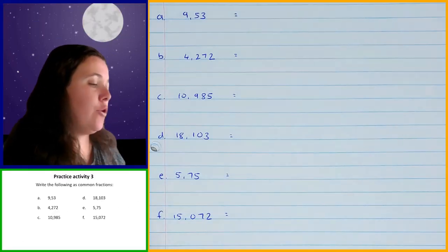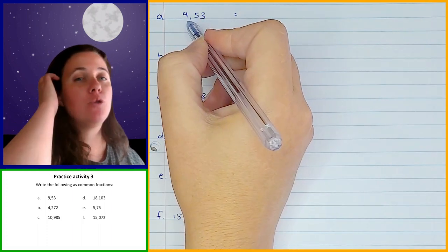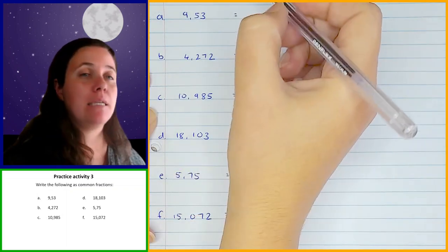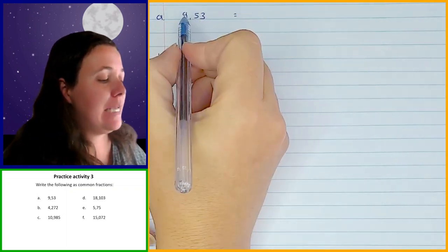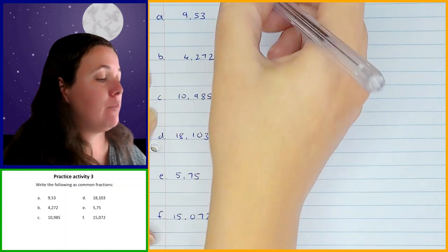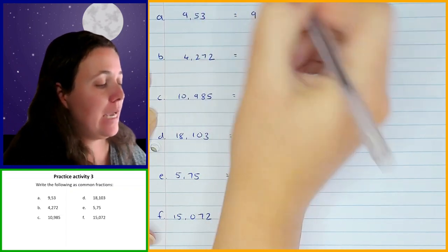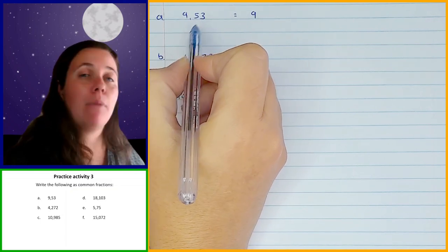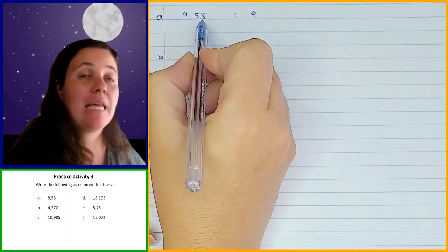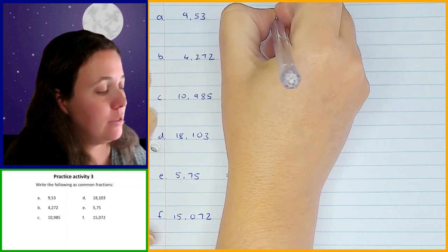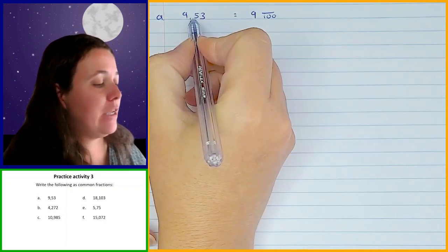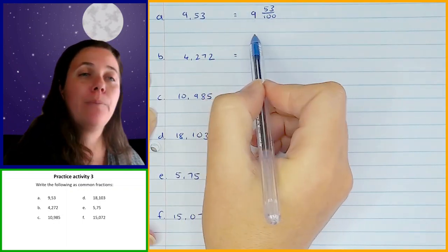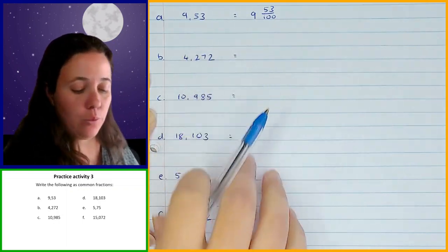So question A, you had 9.53. So I'm going to be doing these the quick method. I'm going to be doing it so that we write them as mixed numbers. Okay, so I'm going to take the 9. That is my whole number part of my fraction. So that's going to be 9. And then the 0.53 I'm going to write as my common fraction. The 3 is in the hundredth position, so this is going to be something over 100. And then I've got over here 5.3, that makes 53 over 100. That can't be simplified, so that's how we're going to leave that one.